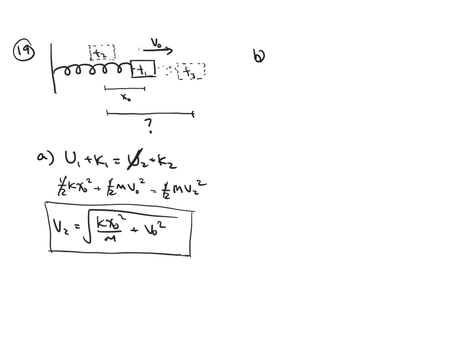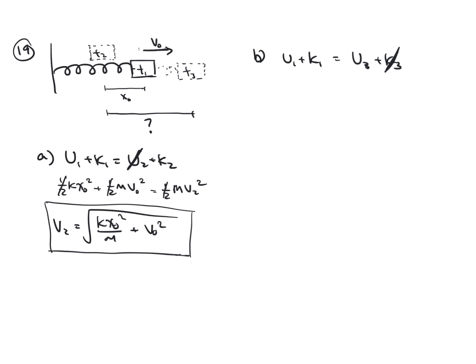So for part B, we want to find the maximum stretch. That occurs at T3. So I will go T1 to T3. Or should I go from 2? No, definitely not. I'm going to go from 1 to 3. It will be momentarily at rest when it gets to its maximum stretch, so we have 0 there.